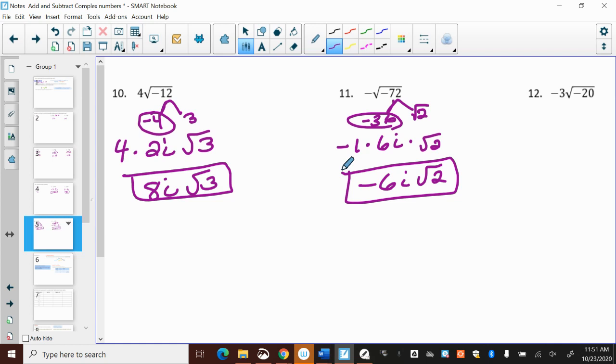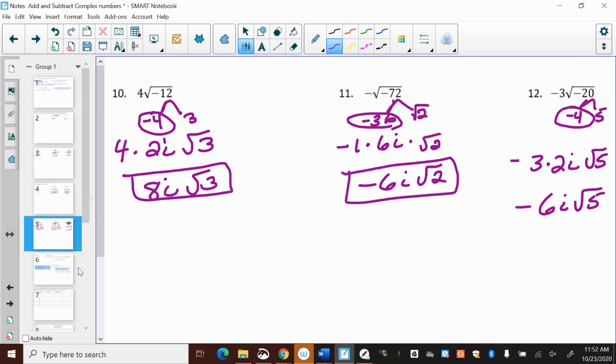And the last one that we have here, let's see, we've got the -3. We'll bring that down. -20 can be broken up into -4 times 5. -4 is a perfect square, so we can get him out of the radical box. He's going to be times 2i. The 5 stays inside because it's not perfect. Multiplying these guys together, we get -6i root 5.